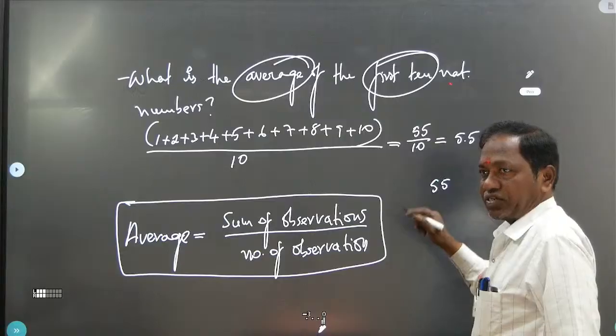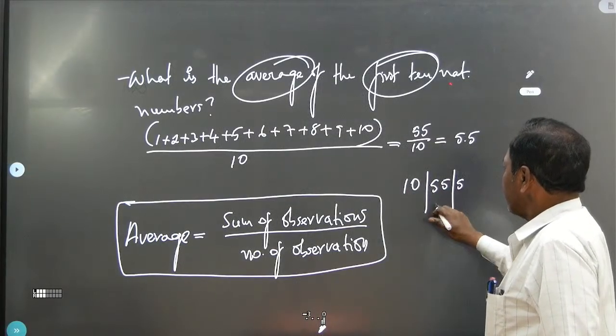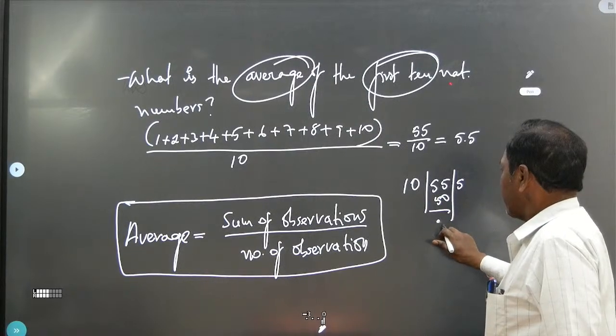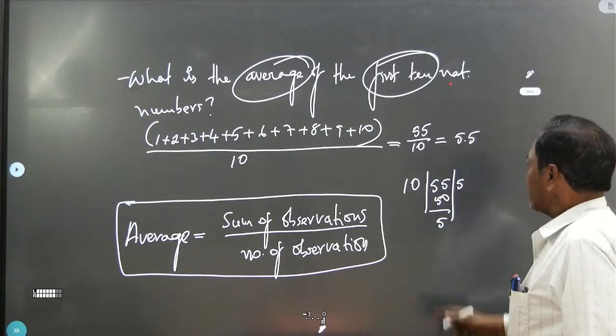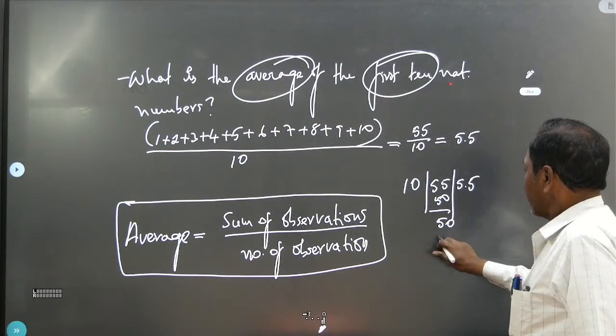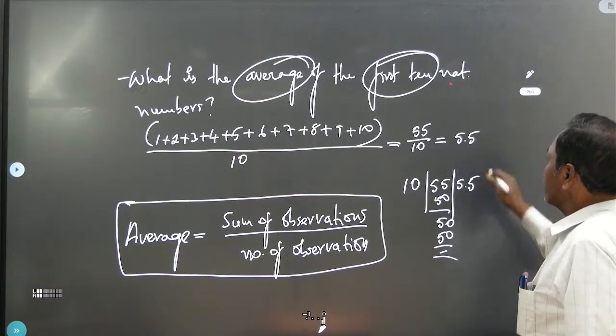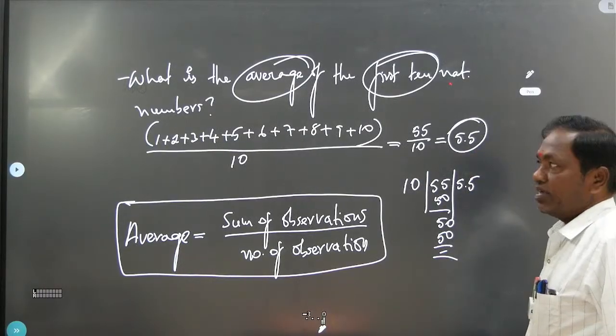And this is the shortcut actually. See, you can divide by 10. 10 5s are 50. Remainder is 5. It's not sufficient, so decimal 0. Right, that's it. Yes, this is the average.